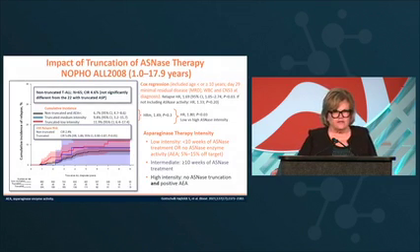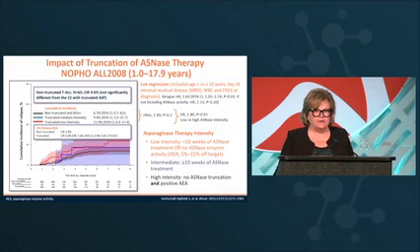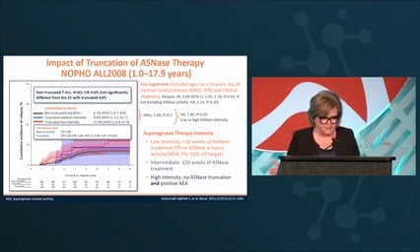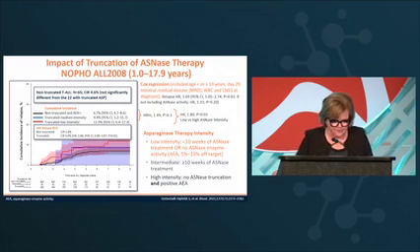So what is the implication if we have truncation of our asparaginase therapy? Truncation means we just stop. What happens to our patient if we stop their asparaginase therapy? In this graph, you can see patients that had non-truncated therapy, the black graph, and that's their cumulative incidence of relapse. Those patients that had all of their asparaginase had the lower incidence of cumulative relapse, at 6.7% risk for relapse.